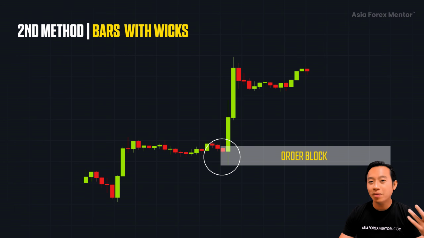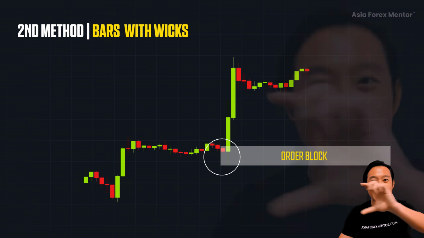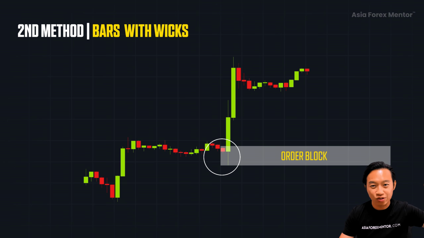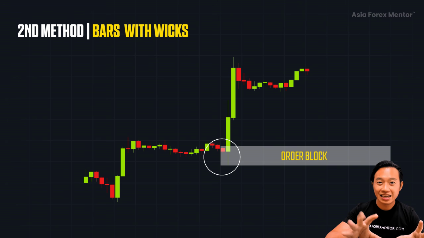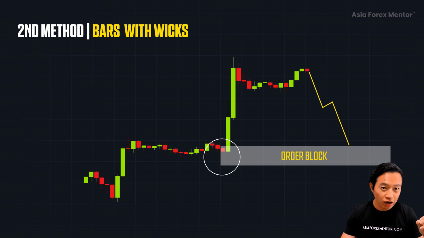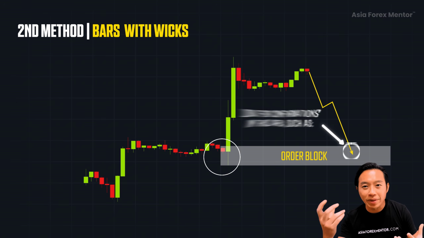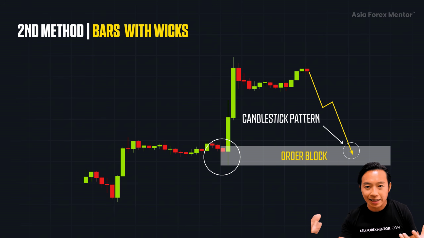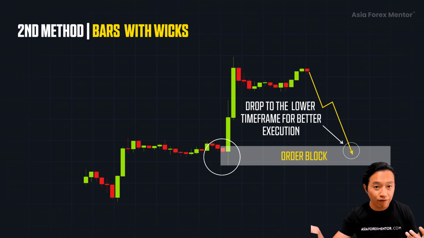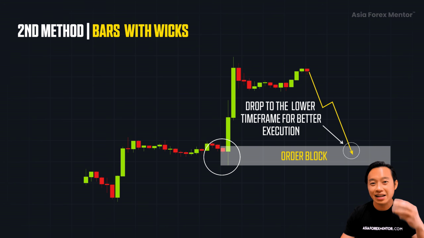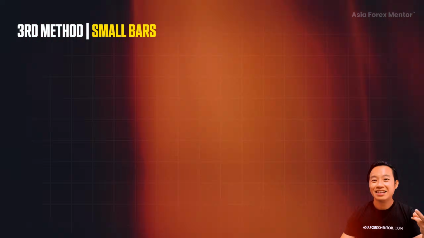But then the problem is that we would have a large order block to trade. So in situations like this, when price comes back down to the order block, you want to look for more confirmations, maybe candlestick patterns, or even drop to the lower time frame for better execution of trades at this order block zone. Okay, so this is the second one. Let's move on to the third one.